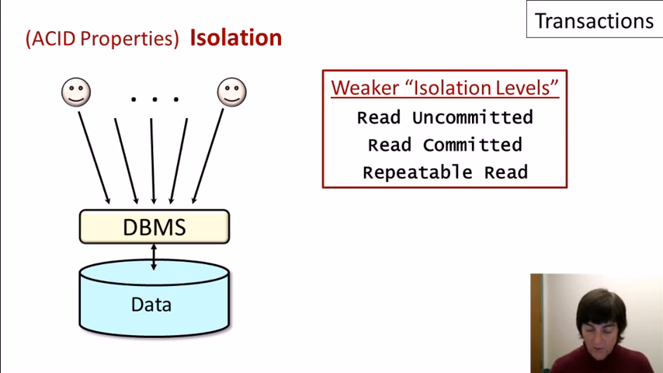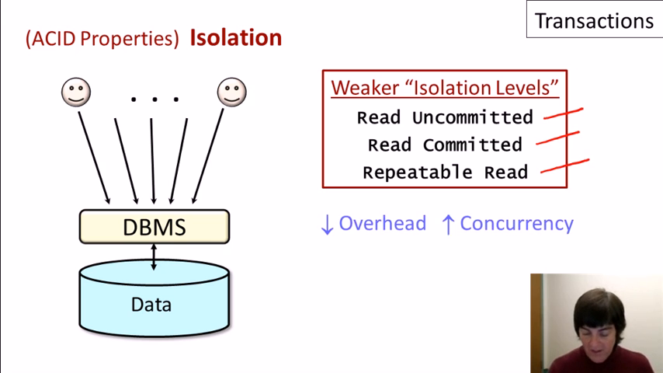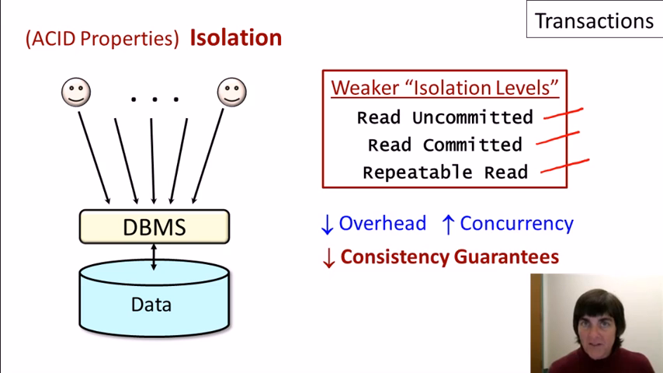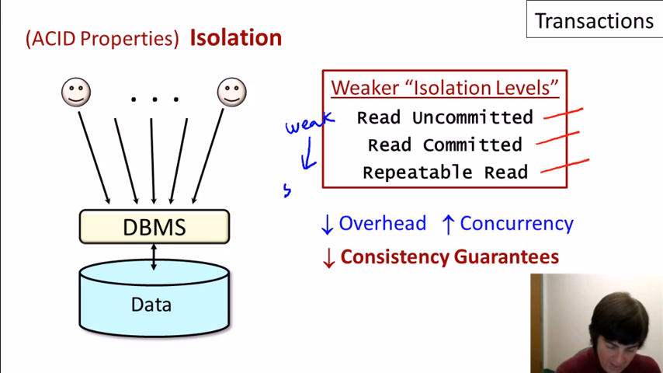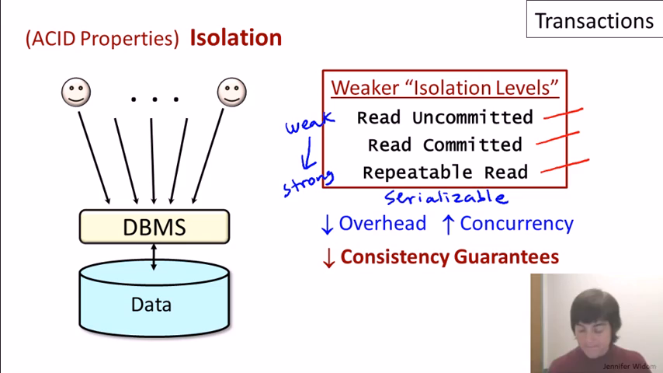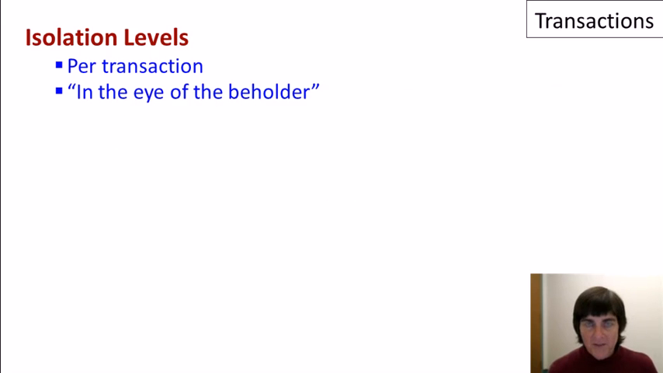In the SQL standard, there are 3 levels: read uncommitted, read committed, and repeatable read. These isolation levels have lower overhead and allow higher concurrency, but of course at a cost, which is lower consistency guarantees. I've listed the 3 alternative isolation levels from the weaker to the stronger. And to complete the picture, at the bottom we have a 4th one, which is serializable, which is what we've been talking about already. Before we proceed to learn about the different isolations, let me mention a couple of things.